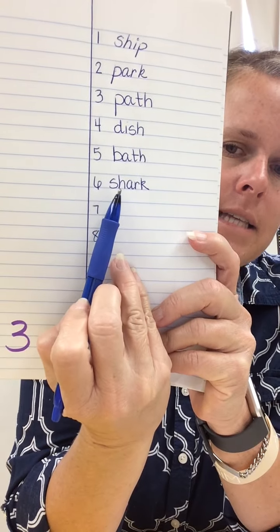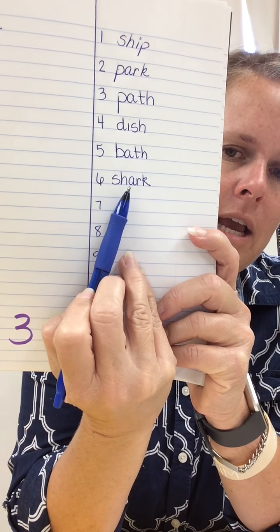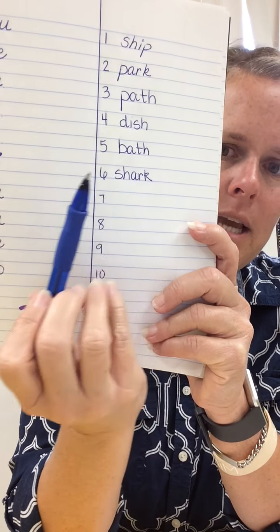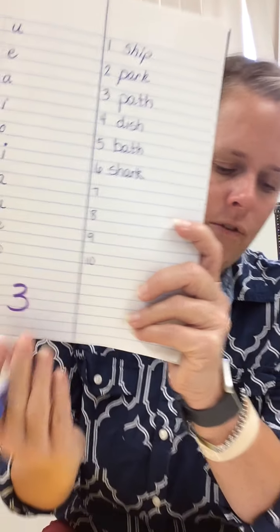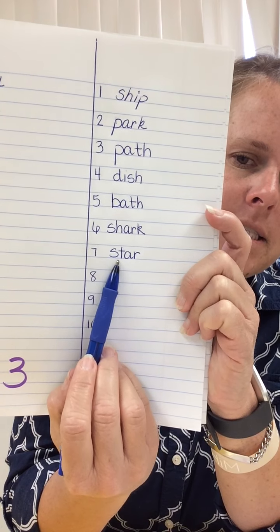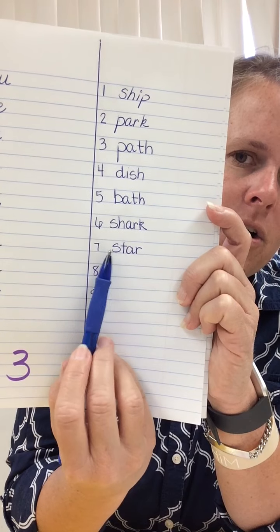Number 6 is shark. So that is S-H-A-R-K. So again, if you got that right, yay. If not, draw a line through it for your oops. Number 7 is star. S-T-A-R. Star.